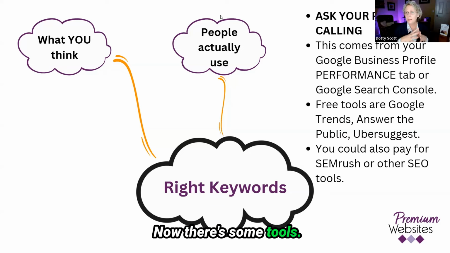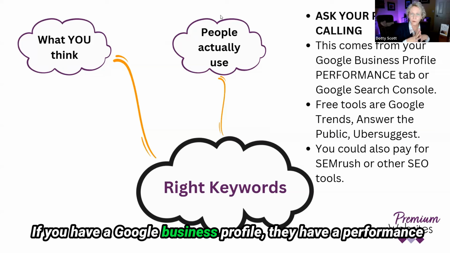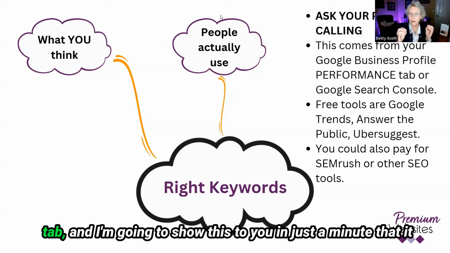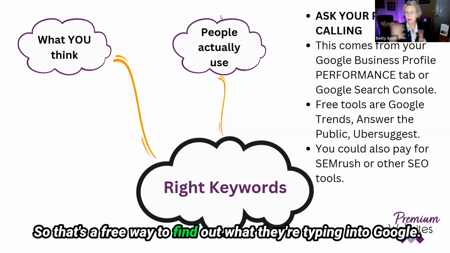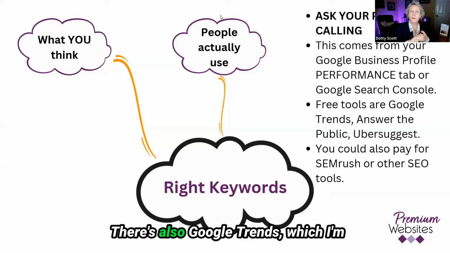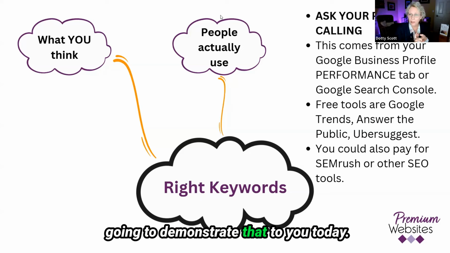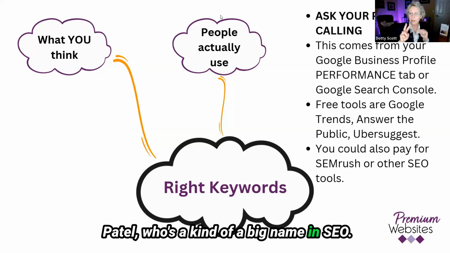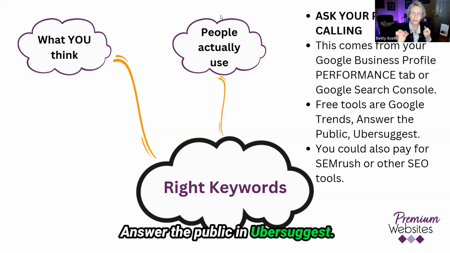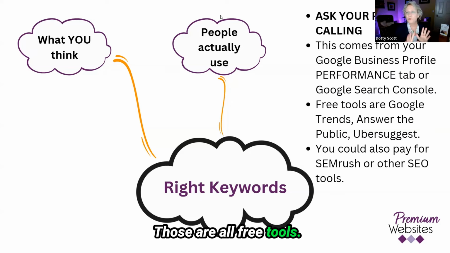Now there's some tools. If you have a Google business profile, they have a performance tab, and I'm going to show this to you in just a minute. It will tell you what people typed in when your profile showed up. So that's a free way to find out what they're typing into Google. There's also Google Trends, which I'm going to demonstrate to you today. And there's 2 different ones by Neil Patel, who's a kind of a big name in SEO, Answer the Public and Ubersuggest. Those are all free tools.